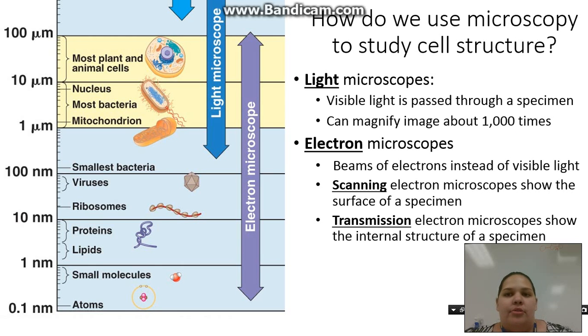So let's talk about microscopes. How do we use microscopes to study cell structure? Well, light microscopes can be used to magnify an image about 1,000 times, whereas electron microscopes shoot little beams of electrons, which basically kill the specimen. You have scanning, which shows the surface, and then you have transmission, which shows the inside of a specimen.